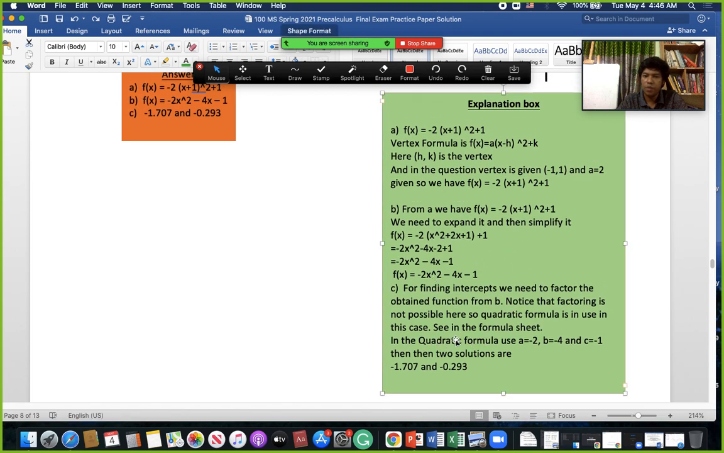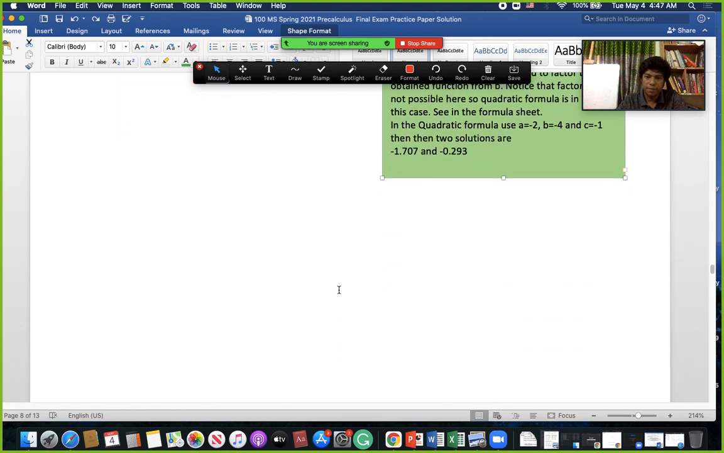See, quadratic formula: a equals minus 2, b equals minus 4, and c equals minus 1. We put these values in the quadratic formula, and then we get the solution. The quadratic formula means x equals minus b plus or minus the square root of b square minus 4ac, divided by twice a. We put the values there, and we get the solution.